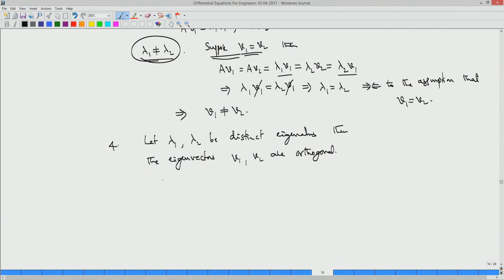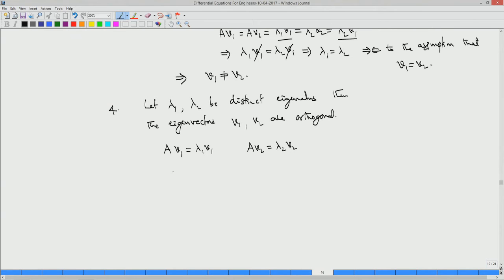So, just write the definition of eigenvalues and eigenvectors. V1 is the eigenvector corresponding to lambda 1, so that implies AV1 equals lambda 1 V1, and similarly for V2 you have AV2 equals lambda 2 V2. This is what you have.